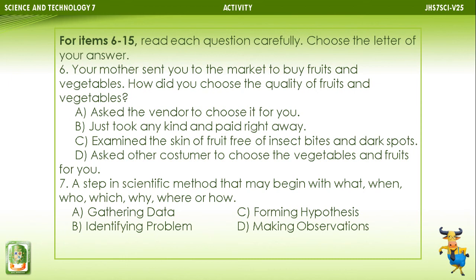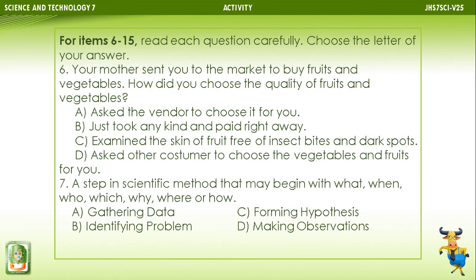6. Your mother sent you to the market to buy fruits and vegetables. How did you choose the quality of fruits and vegetables? A. Asked the vendor to choose it for you. B. Just took any kind and paid right away. C. Examined the skin of fruit free of insect bites and dark spots. D. Asked other customer to choose the vegetables and fruits for you.